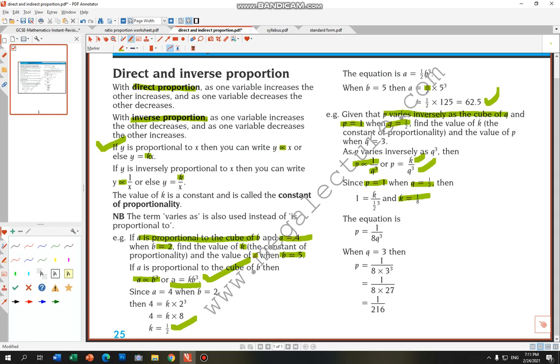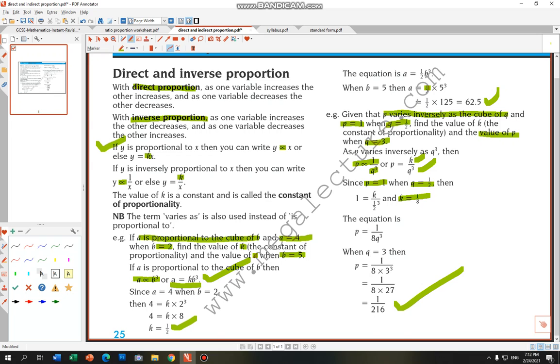Now in the second part, you also have to find the value of p when q is equal to 3. 3 to the power 3 will be 27, and p will be 1 over 216. This will be the answer.